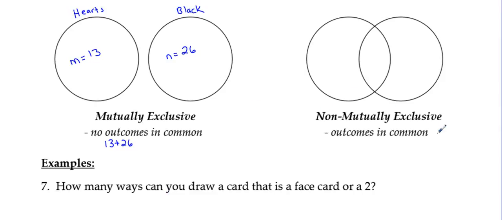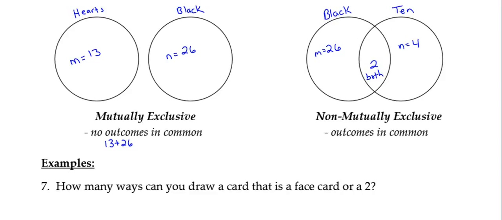In non-mutually exclusive, that means that there is an overlap between the two outcomes. So here's an example. Let's take a look at the number of ways you could draw a black card or a 10. There are 26 black cards, so that is your M. There are 4 10s, so that is your N. And in this case, there are 2 cards that are black and a 10. So that represents both.